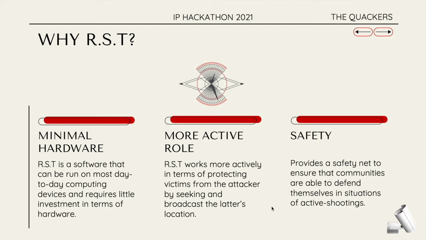The second benefit of using an RST is that it plays a more active role in terms of protecting victims from attackers in active shooting situations by seeking and broadcasting the latter's location. And finally, the reason of safety, as RST provides a safety net to ensure that communities are able to defend themselves in situations of active shootings and that fatalities can be reduced as much as they can.